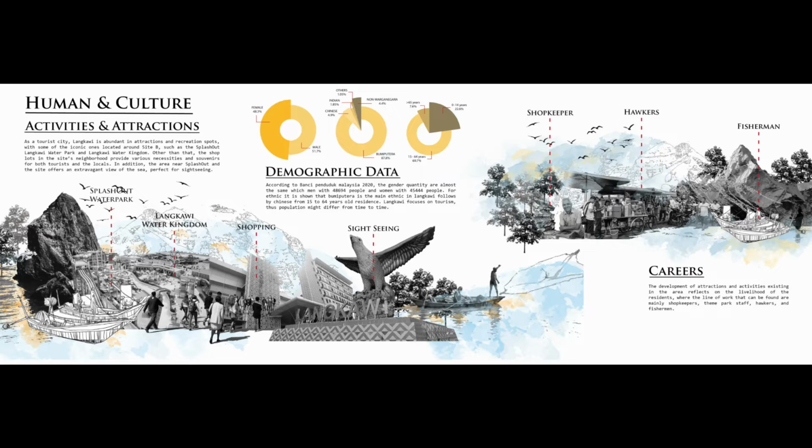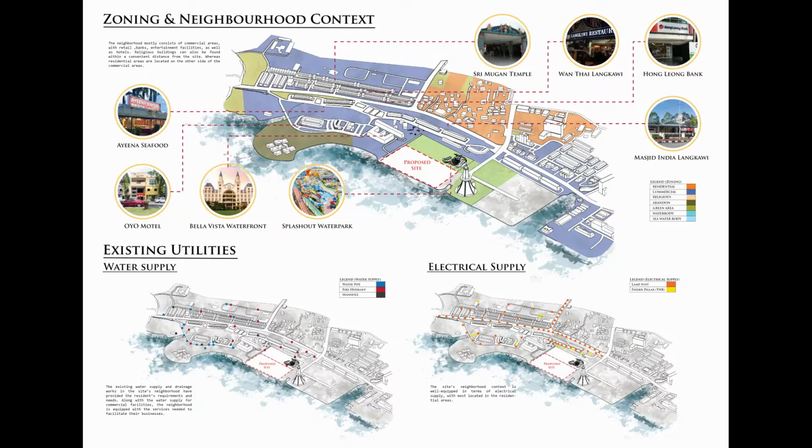The second one is hawkers. The hawkers sell the products in the street area. Mostly the items come from fishermen. And the last one is fishermen. The fishermen catch the fish and sell them to hawkers. Move on to the next slides.